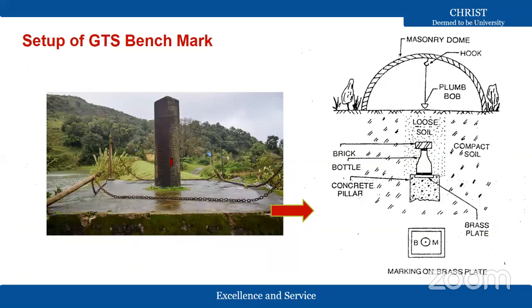Now, how is the setup of the GTS benchmark? The GTS benchmarks are not visible to you. They are underground. This is not the benchmark actually; the benchmark was driven inside. It is a concrete block of 6 feet by 6 feet by 6 feet. Inside that block you have this bottle and neck arrangement, and here you have a brass plate. This brass plate indicates your GTS benchmark, the RL of that point with reference to mean sea level.